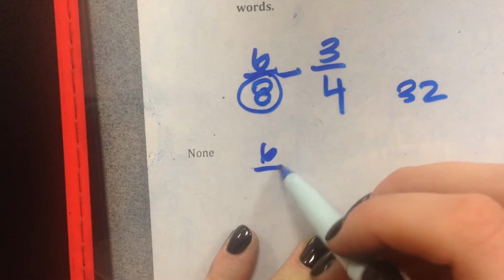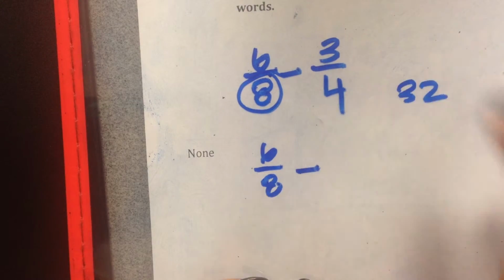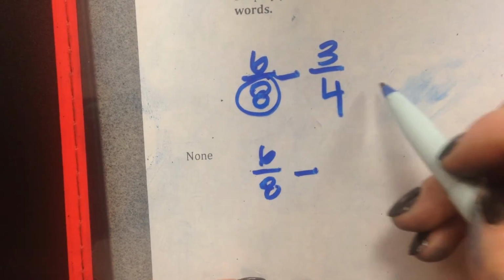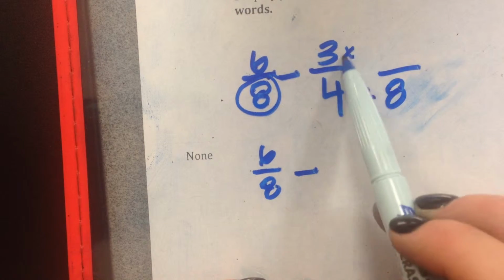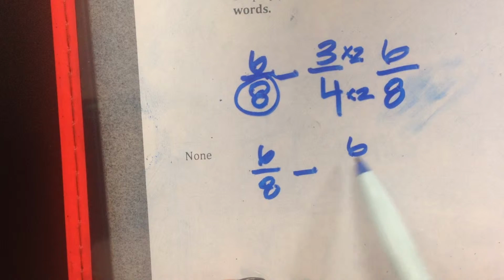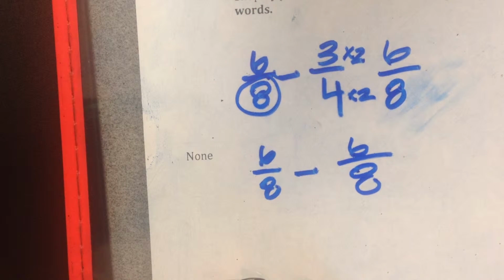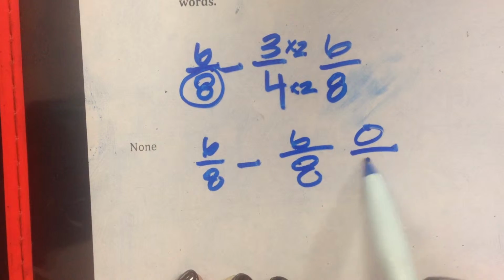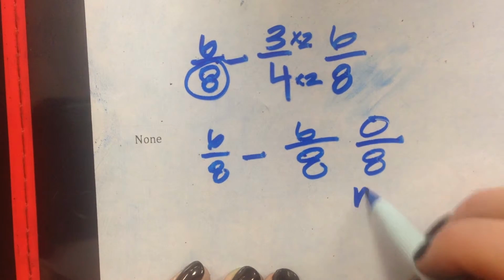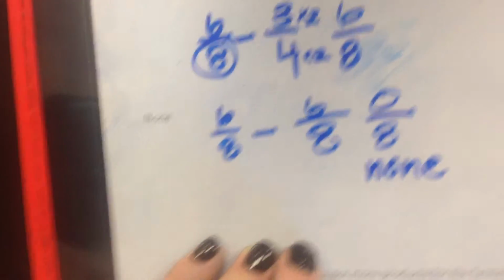So I'm going to do 6/8 minus, well, let's see how many 8ths 3/4 is. 4 times 2 equals 8. So 3 times 2 equals 6. So 6/8 minus 6/8. We can do that. 6 minus 6 is 0. So we have 0/8, which is just none. She has none left over.